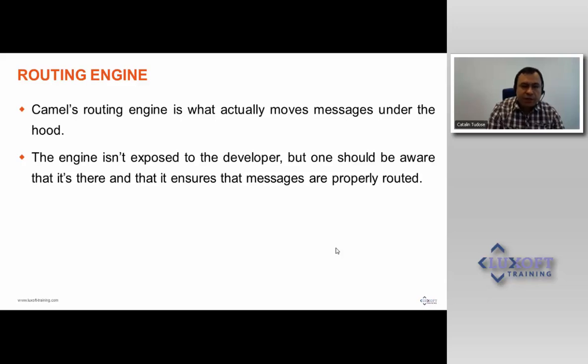What's behind everything here? It's the routing engine. KML has a routing engine that is the one that actually moves messages under the hood. You will not see it. You will just define your context and configure it by adding routes and everything you will need. But the engine itself is not exposed to the developer. You just should be aware that it is there and that it ensures that messages are properly routed.